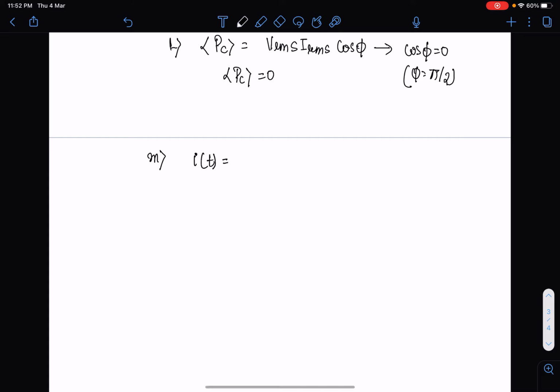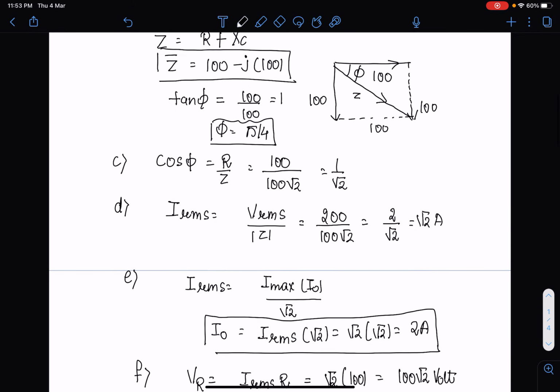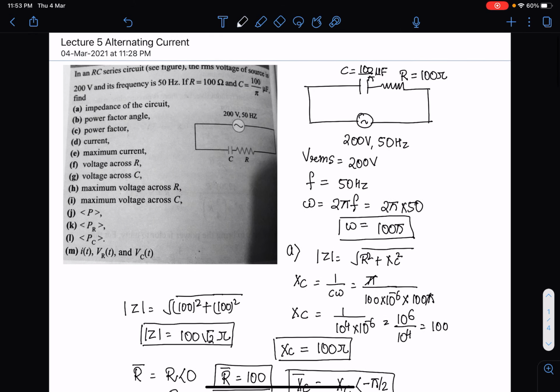Now to calculate the current as a function of time, we'll use the complex number technique, the phasor technique. So I we can write as V phasor divided by Z phasor. Now what is V phasor? Observe here, the RMS voltage is 200 volt, right? So we know Vrms is nothing but V max divided by √2. So the maximum voltage V0 is equal to √2 times Vrms, that is 200 √2.